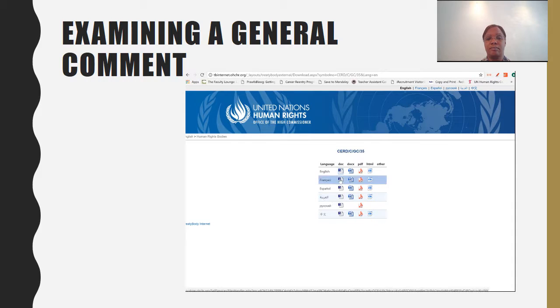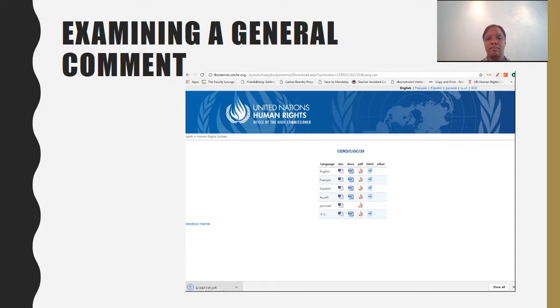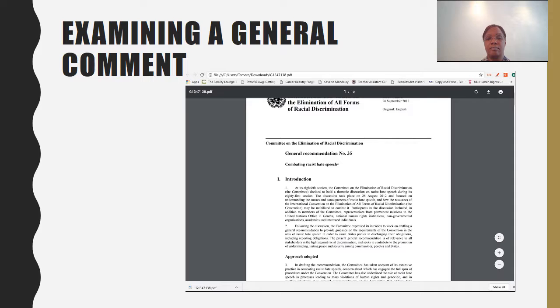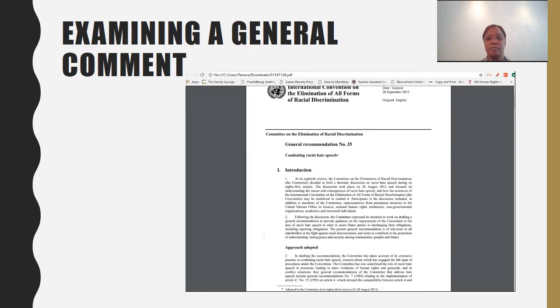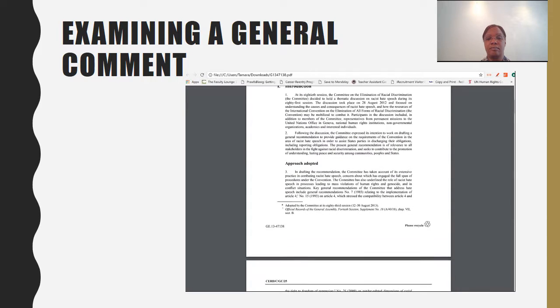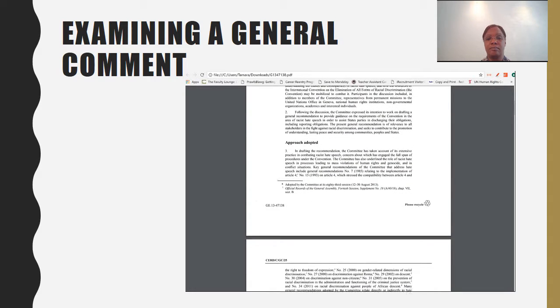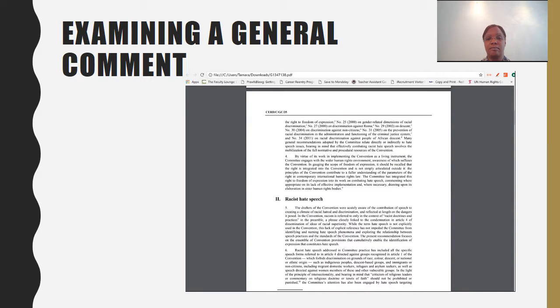We have the option to look at it as a Word document or a PDF in English. So we're going to take a look at it as a PDF. Essentially, we see what looks like a typical document from the UN. The important thing here is to recognize that often there's background information inside of these general comments. You can see here that they introduce it, they explain how the committee approached the drafting, and then they give the operative provisions here in part 2.